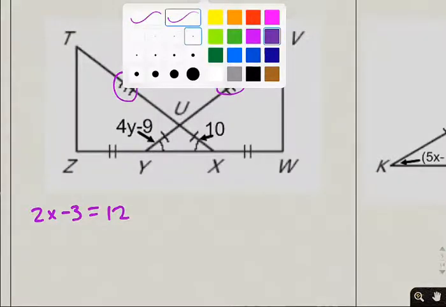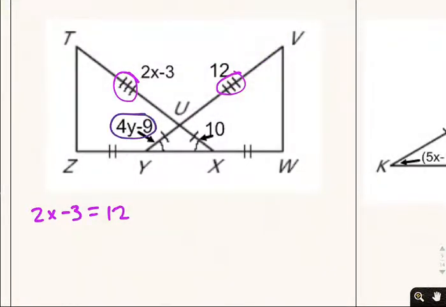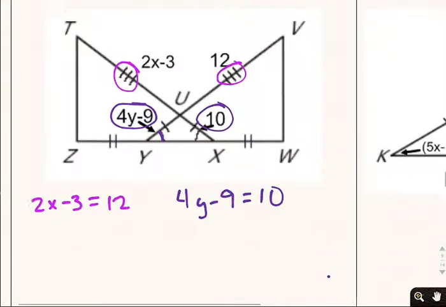And then on the inside, I have some angles. I have a 4y minus 9 and a 10, and those again are marked to be congruent. That's what those little arcs mean. So we have 4y minus 9 is equal to 10. Let's just solve these guys out.